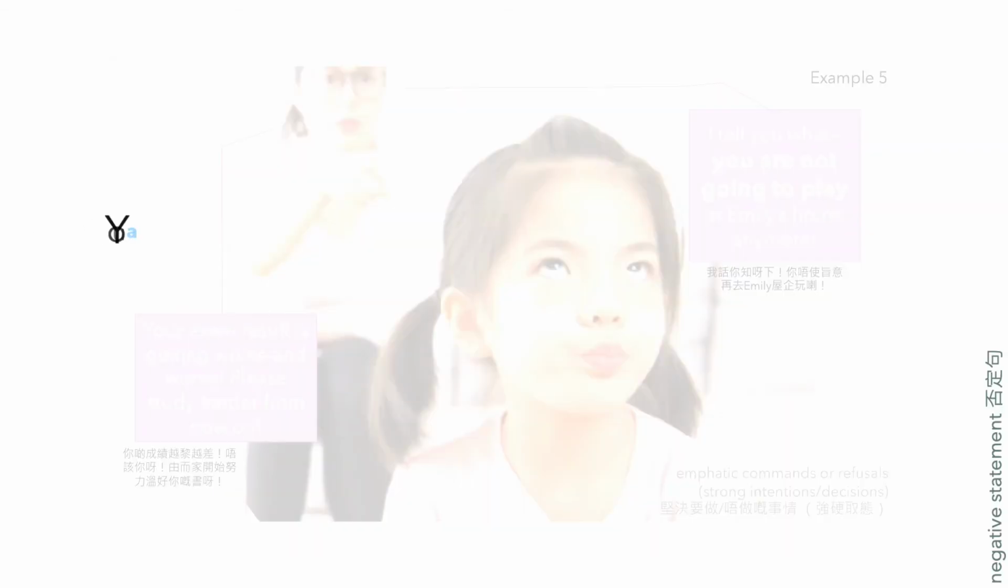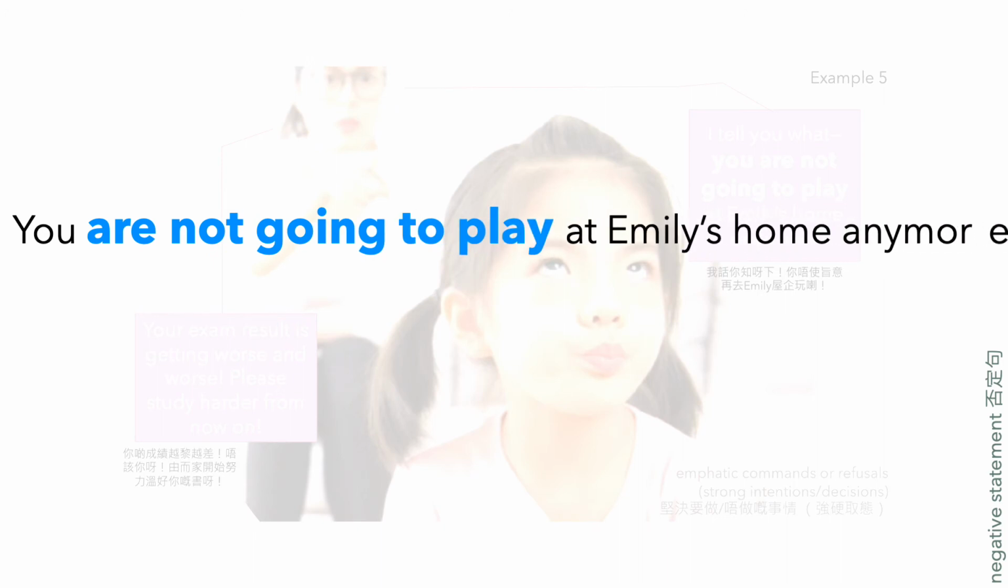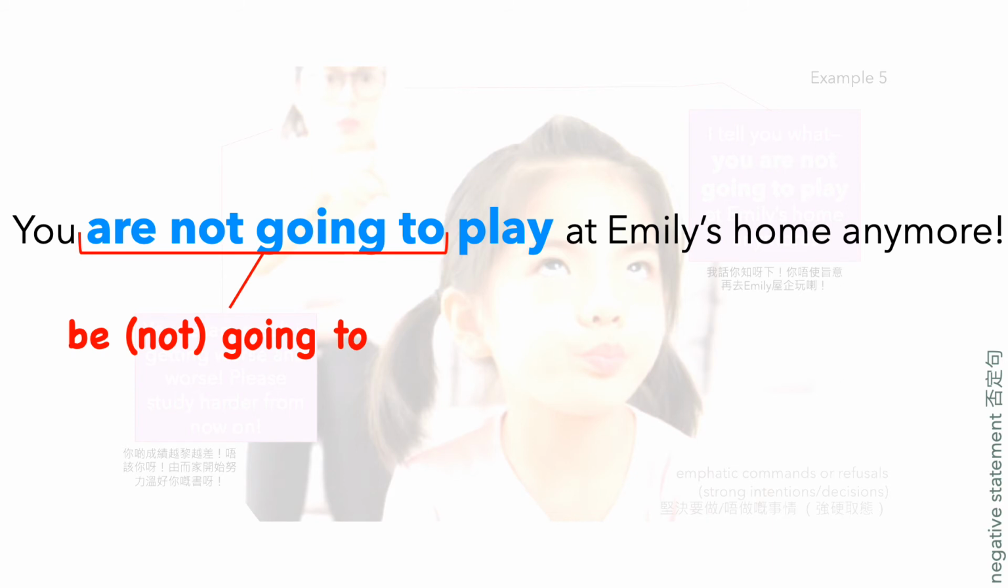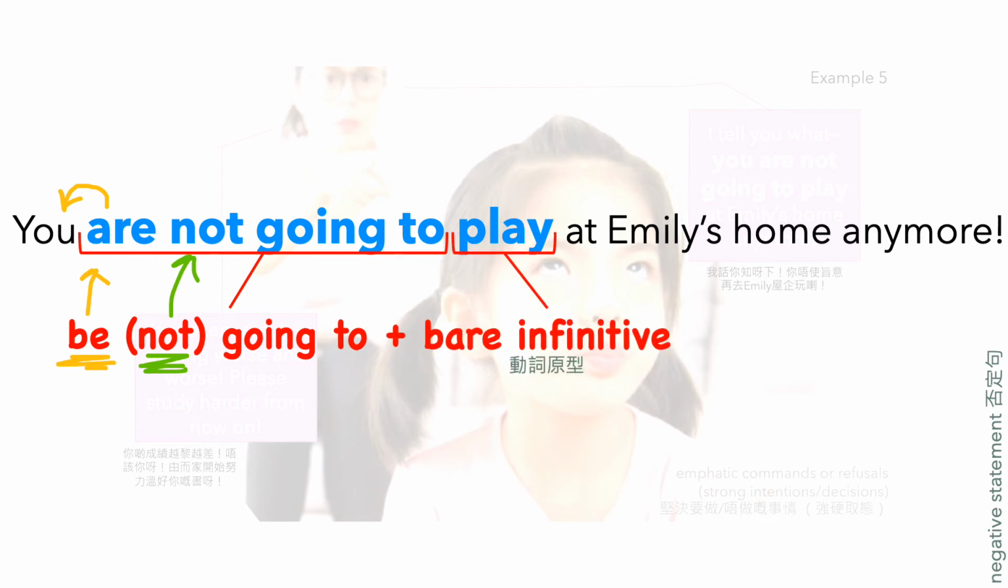Example. You are not going to play at Emily's home anymore. You can see be going to here, but there is a not between the be and going to. And this time we use are because you have you as the subject. And then we have not after be, in this case after are. And then we have a bare infinitive, which means no ed, no ing.